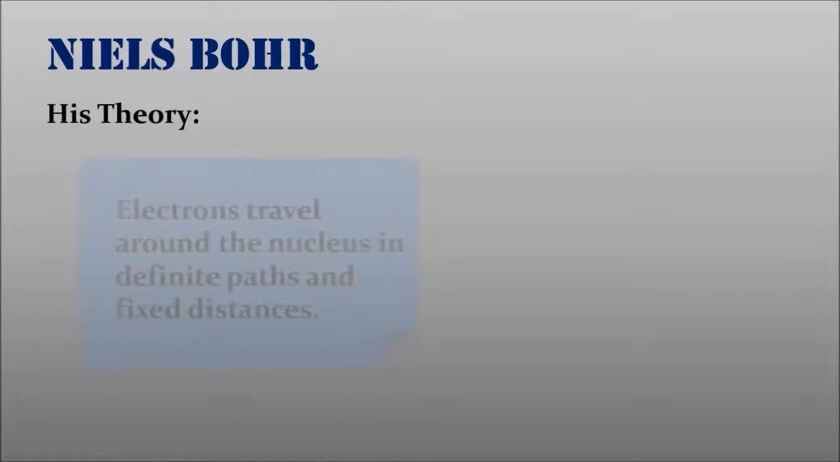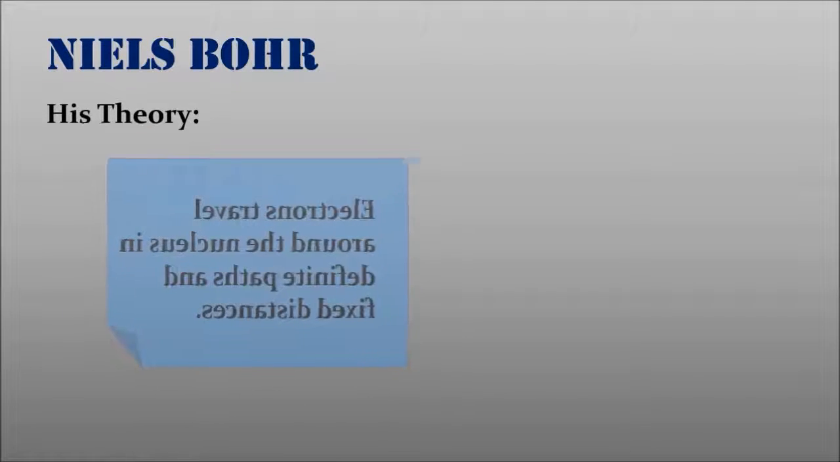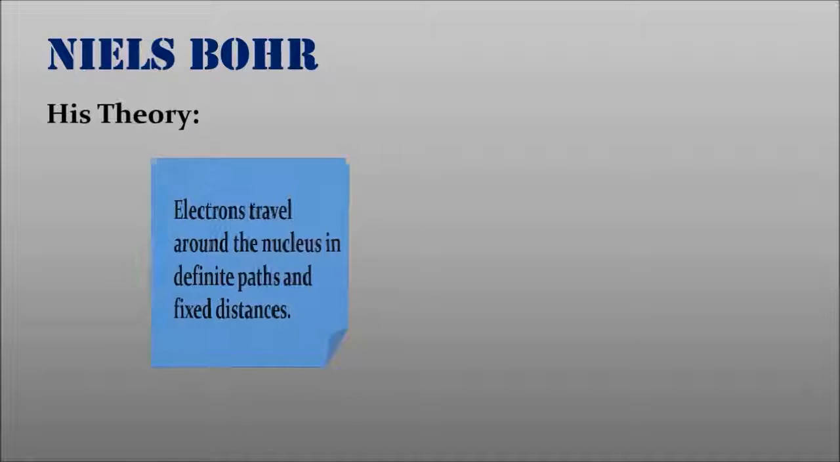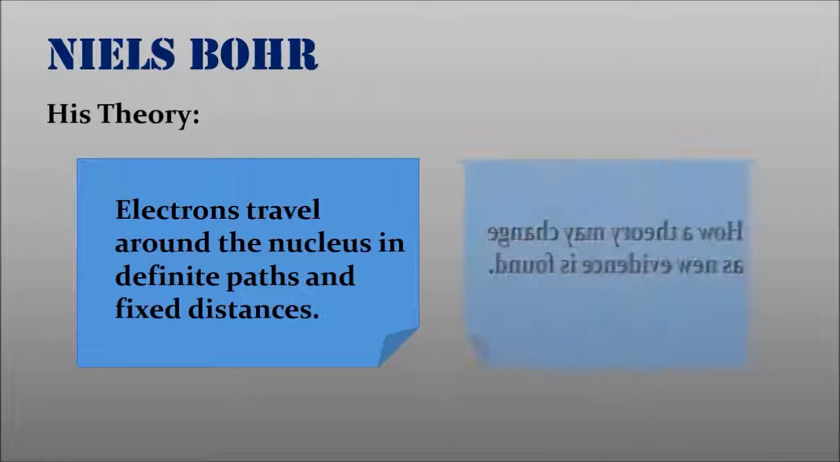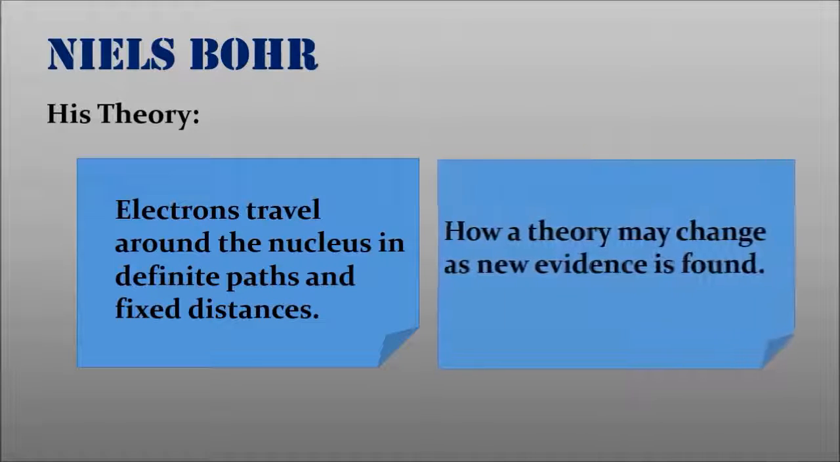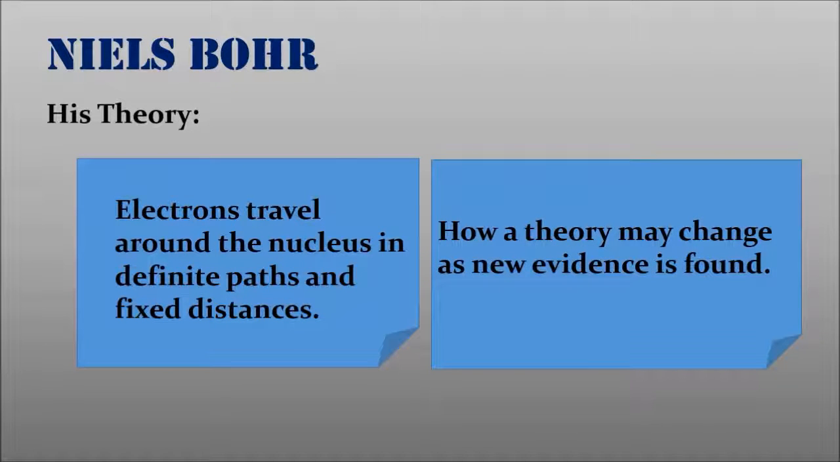His theory. Electrons travel around the nucleus in definite paths and fixed distances. How a theory may change as new evidence is found.